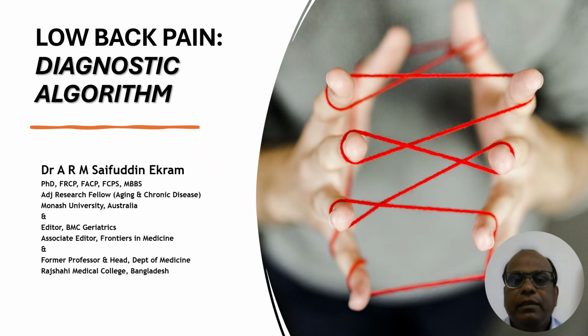Low back pain is something we see almost every day in clinical practice. Most cases are not dangerous, but a few can be serious. The challenge is knowing who needs urgent attention and who does not. This diagnostic algorithm gives you a simple and safe way to approach low back pain, and it helps you avoid misdiagnosis while also avoiding unnecessary tests.